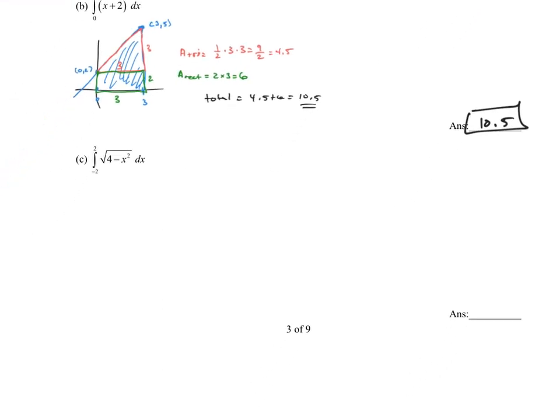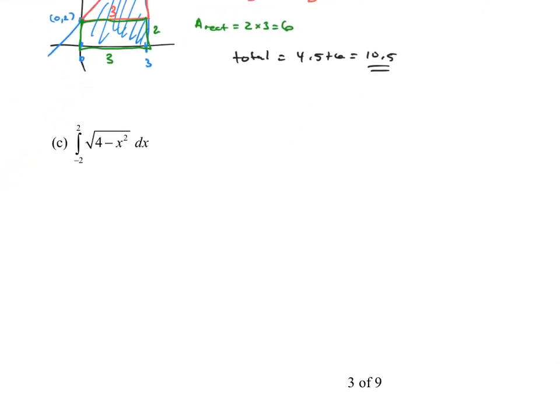So let's look at this next one right here. We're looking at the interval from -2 to 2 of the square root of 4 minus x squared. I'm going to think about the graph of this and see what it looks like. If I plug in a 0, the square root of 4 is 2, so the point would be (0, 2). Let's plug in a 2, because 2 is a nice number. 4 minus 2 squared is 0, and the square root of 0 is 0. If I plug in a -2, I'd actually get the same thing.